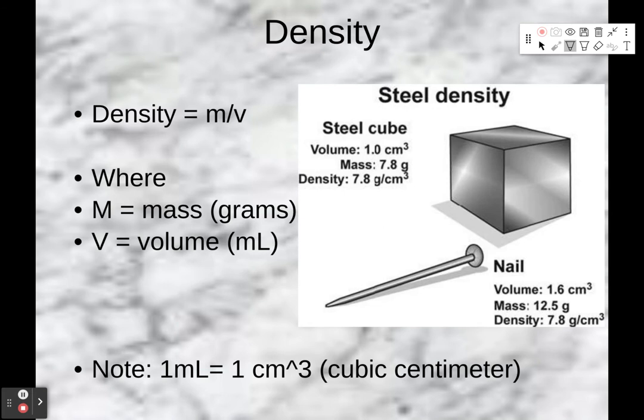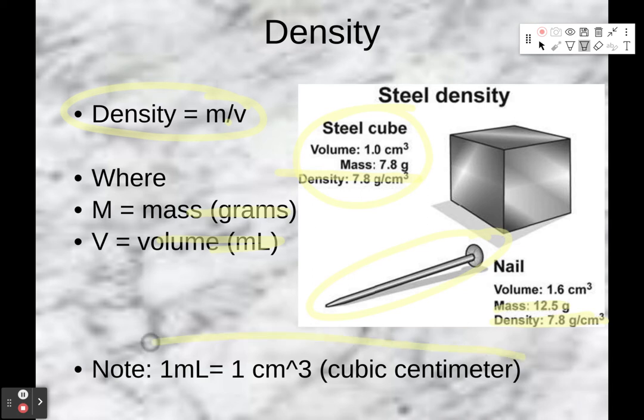Density, by its definition, is mass per unit volume, or mass divided by volume, where mass is measured in grams and volume is measured in milliliters. If you actually look at the math of the steel cube, because the volume is smaller but its mass is larger, the ratio still gives the density of steel as 7.8. Unlike a nail, which actually has a larger volume, and its mass is a little bit bigger, when you do that math, you still get 7.8.